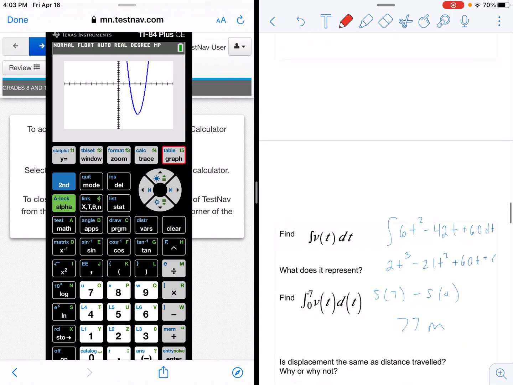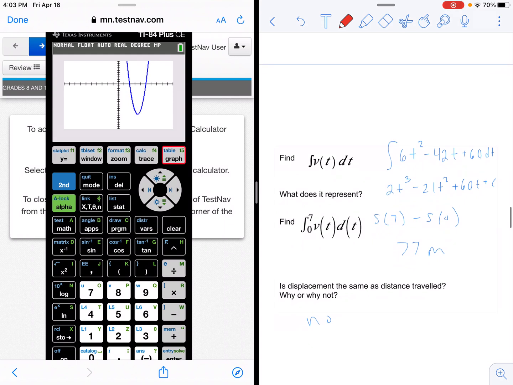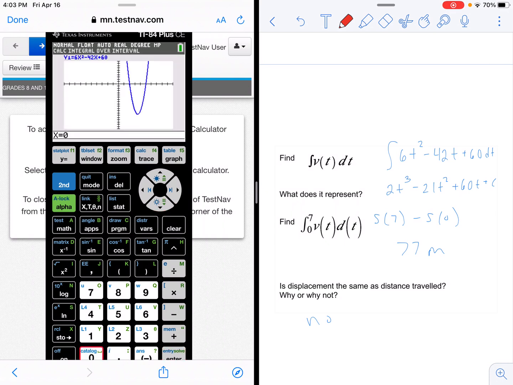Okay, so then we said, well, what does the integral of the velocity function tell you? And we can calculate the integral on our calculator. Find the integral, where the lower limit is 0 and the upper limit is 7. And we got 77. Same thing if we did it by hand. And that's what we did here in class, and we got 77. And what does that number mean? That is the displacement. It's not the total distance traveled.